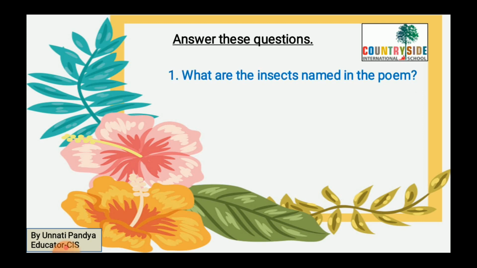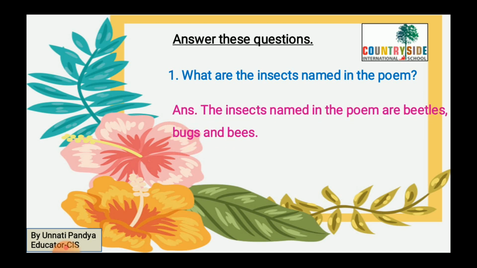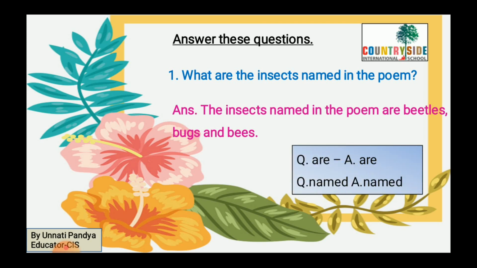Question 1. What are the insects named in the poem? The answer is: the insects named in the poem are beetles, bugs, and bees. Now let's go on to the framing of the answer. In the question we have two verbs, are and named. And in the answer also we have the same two verbs, are and named.